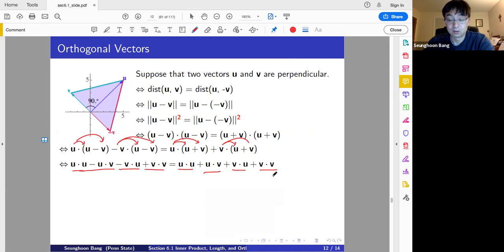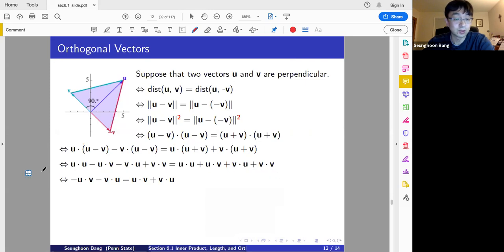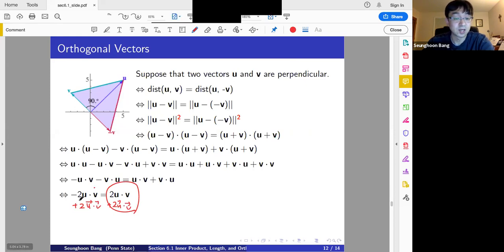The next one is simple because u cancelled and v cancelled, so the remaining part is this one. So we have negative 2u dot v and 2u dot v. Next, you just add them, 2u dot v on both sides. So what happens? This is 4 times u dot v, and the rest cancelled to 0.